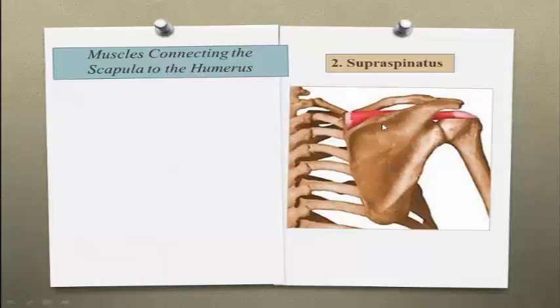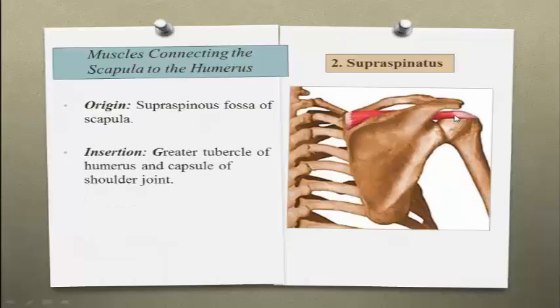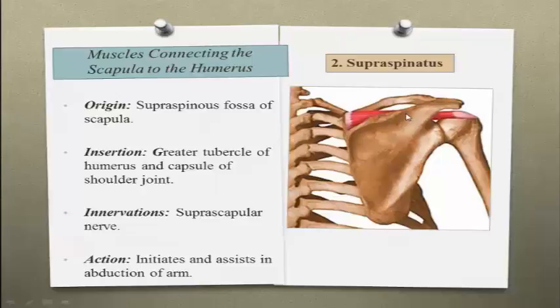On the posterior side of the shoulder region, we can find the supraspinatus muscle. It arises from the supraspinous fossa of the scapula and it passes laterally under the acromion. Here we have the subacromial bursa, and it inserts into the greater tubercle of the humerus and the capsule of the shoulder joint. The suprascapular nerve innervates this muscle, and its function is important because it initiates and assists in abduction of the arm.